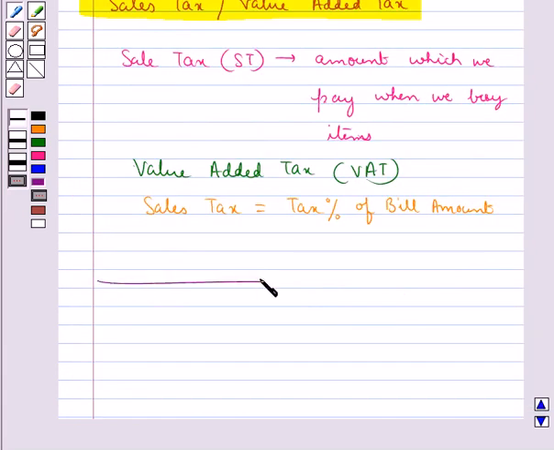This completes the session. Hope you have understood the concept of ratios and percentages, increase or decrease percent, then discount, estimation in percentages, profit and loss, and sales tax or VAT.